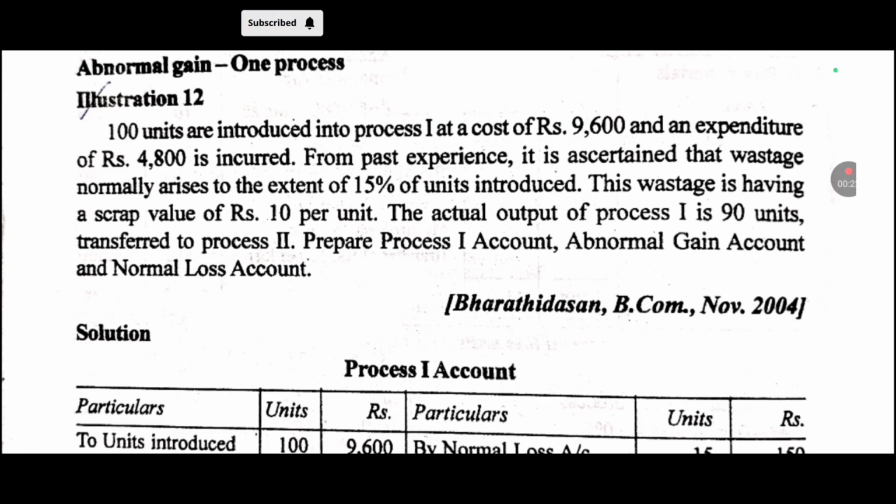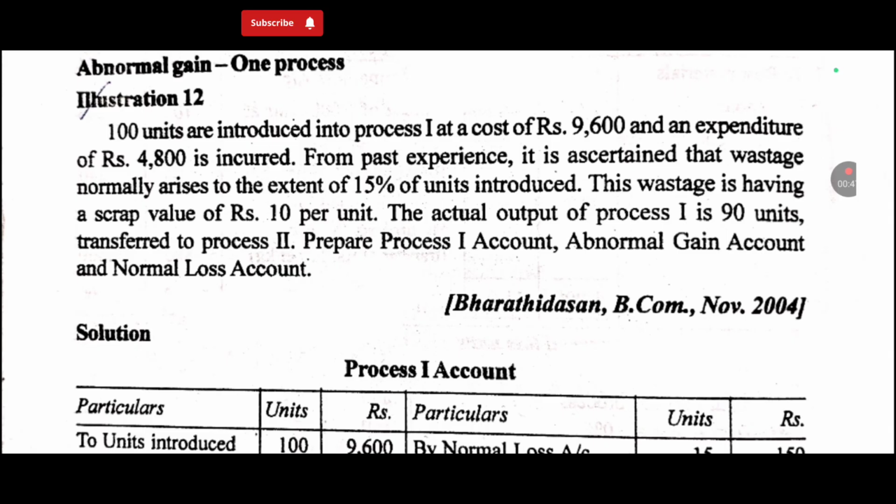From past experience, it is ascertained that wastage normally arises to the extent of 15% of the units introduced. This wastage has a scrap value of rupees 10 per unit. The actual output of process 1 is 90 units transferred to process 2. Prepare process 1 account, abnormal gain account and abnormal loss account.